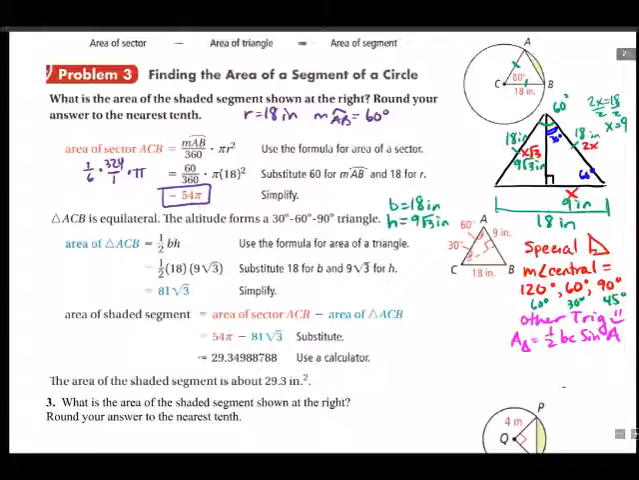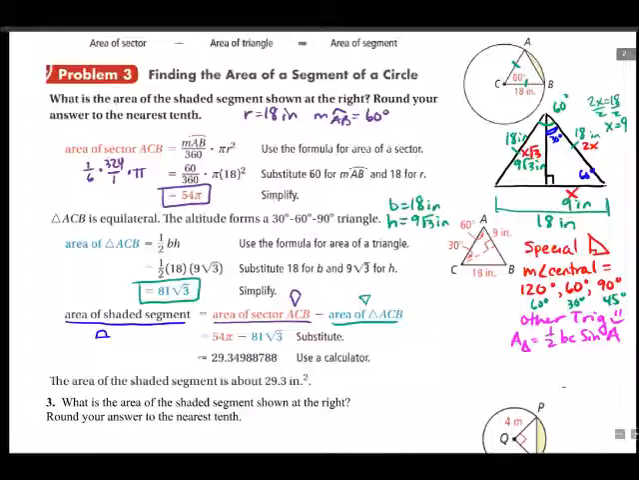All right, back to our problem here. So we know the base of our triangle is 18 inches. The height of our triangle is 9 square root 3. We plug that in. There's the area of our triangle. Well, what do we do with that? We know that the area of the segment, our pizza crust, is the area of our sector, that's our entire piece of pizza, minus the area of the triangle. So we eat the bottom of the pizza off and leave the crust.